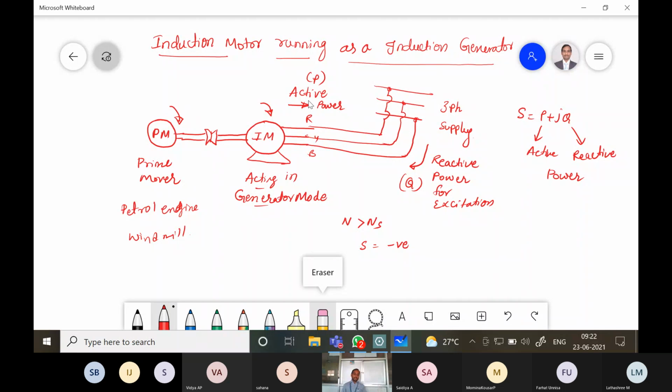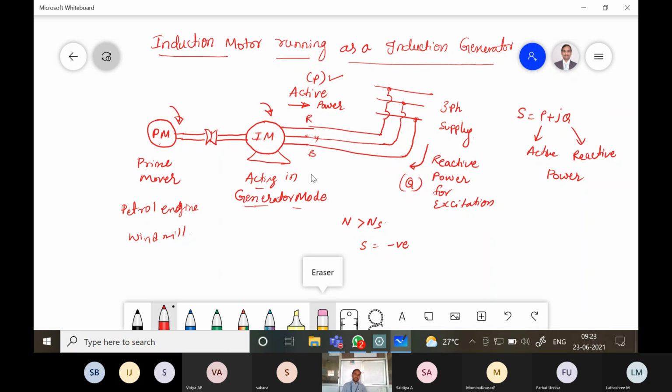In this case, the induction motor is shown in the diagram, driven by a prime mover like a petrol engine or a windmill, whatever it may be. The motor is supplied with electrical power from the three-phase supply. So that is reactive power that can be compensated here, and it can be taken for excitation purpose. When the motor speed exceeds the synchronous speed, so N is more than Ns, then the active power is delivered by the motor, and the corresponding mode of operation is called the generating mode.